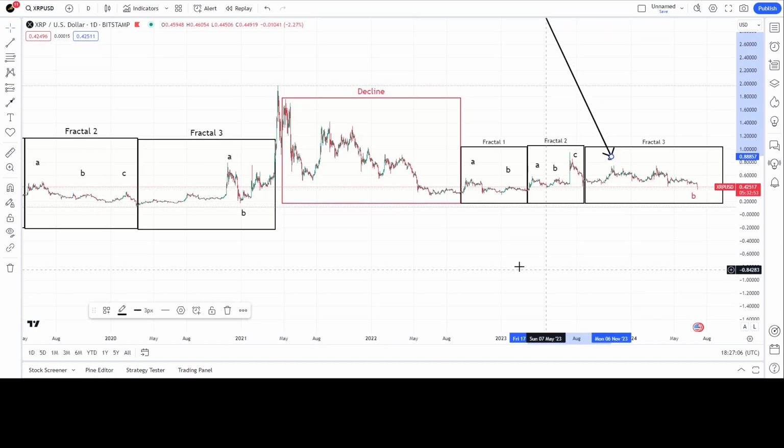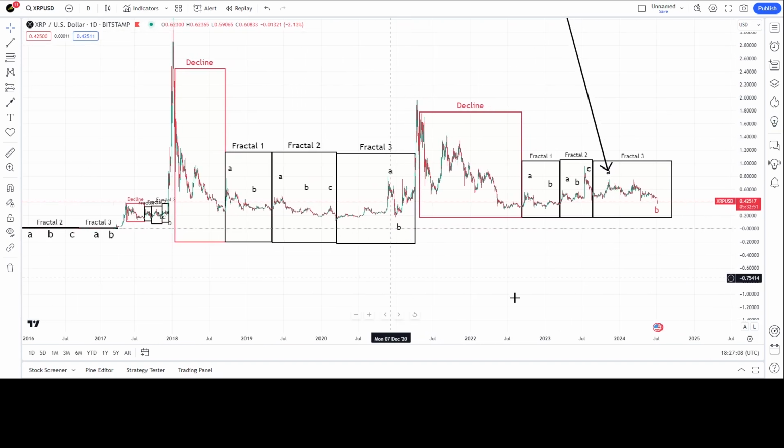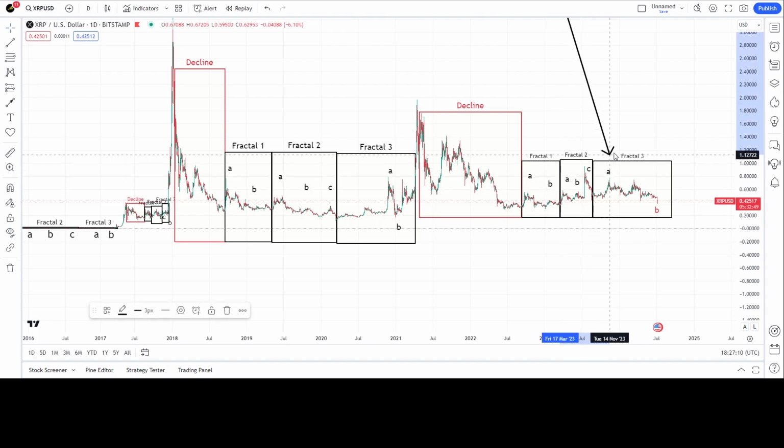So the big picture, folks, is that this fractal, fractal 3, is the termination fractal of the grueling sideways range-bound time that XRP always goes through. This sideways range-bound time is really one of the defining things of XRP.